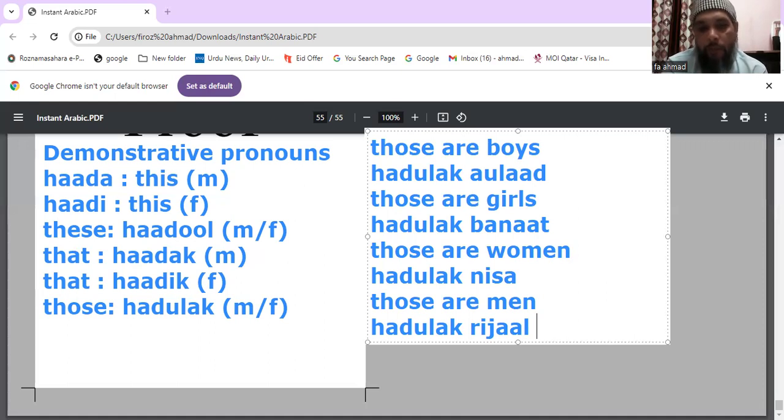Simple. So I hope you have enjoyed and understood everything. Now you can use it. I hope you became able to use demonstrative pronouns. And please keep practicing.